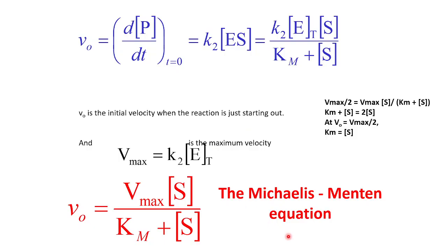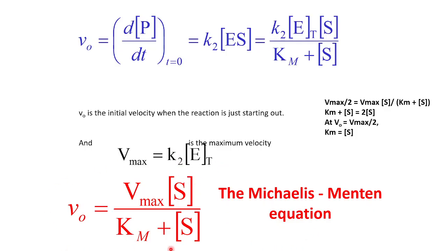Now, when V naught is Vmax by 2, what happens? Vmax by 2 equals Vmax into substrate concentration by Km plus substrate concentration. You will see that Km is equal to the substrate concentration. That is how we explain Km. When V naught is exactly half of Vmax, Km becomes equal to the substrate concentration. And Vmax is equal to K2 into the total enzyme concentration.